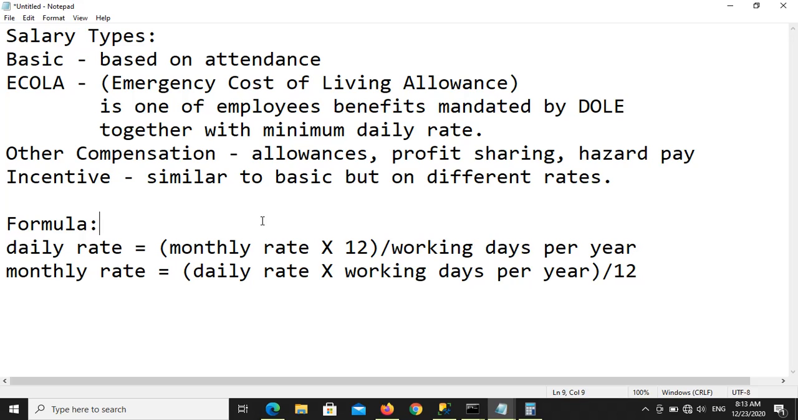Now, there are some formulas that you need to know in HR Tech in calculating the salary. For daily rate, the formula is monthly rate multiplied by 12 divided by working days per year. And monthly rate is daily rate multiplied by working days per year divided by 12. Now, as you can see, working days per year is common on both formulas. So how do we determine working days per year?